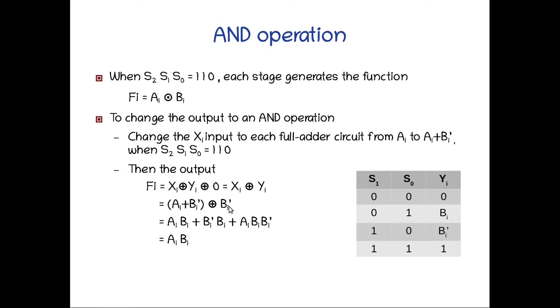So bi complement will be here. Then we will get an expression like this. Here bi complement and bi will be cancelled. Here also bi into bi complement will also be cancelled. So we will get ai bi, that is the AND operation. Now we have modified our circuit to obtain the OR and AND operations.